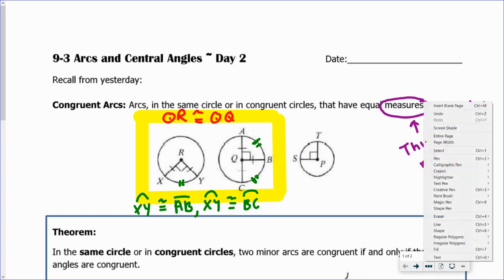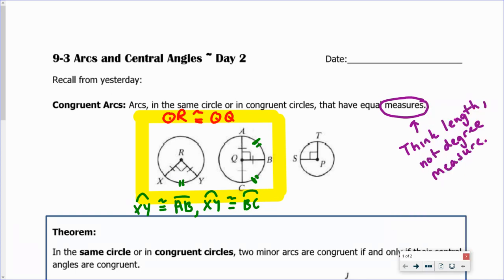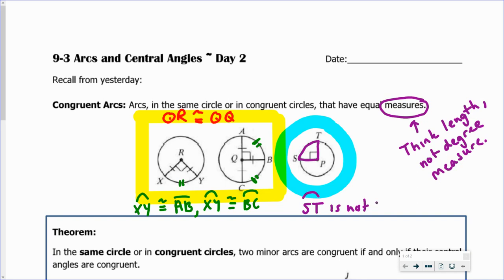Now, if we look at the third circle that I'm going to highlight in blue, even though this circle has a central angle that is created that's 90 degrees, arc ST is not congruent to the other arcs. So I'm just going to write the other arcs: arc XY, arc AB, and arc BC as well.